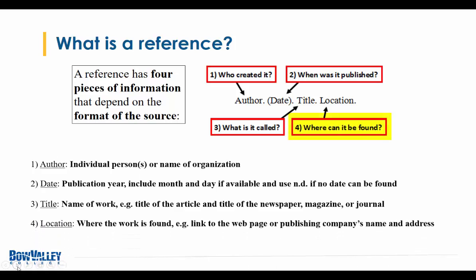The final question is, where can it be found? This refers to where the source is published. For example, if it is a web page, you'll need to copy and paste the link. If it is a print book, you'll need to include the city and the name of the publishing company.